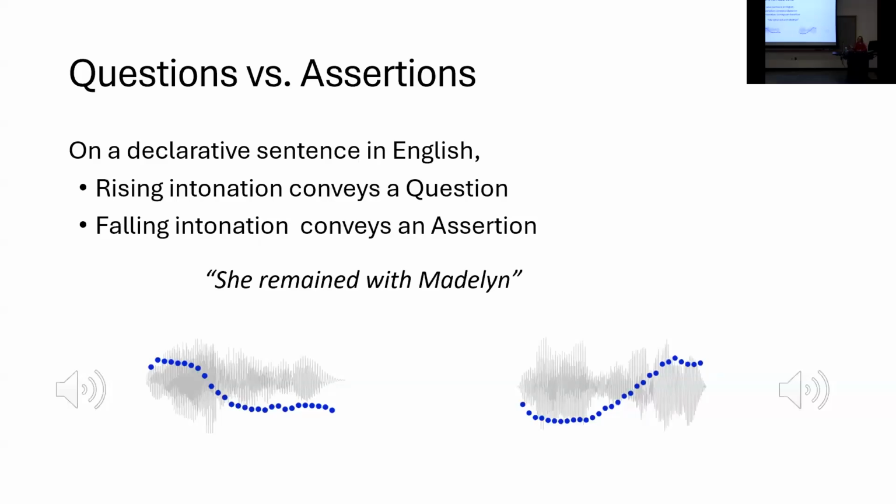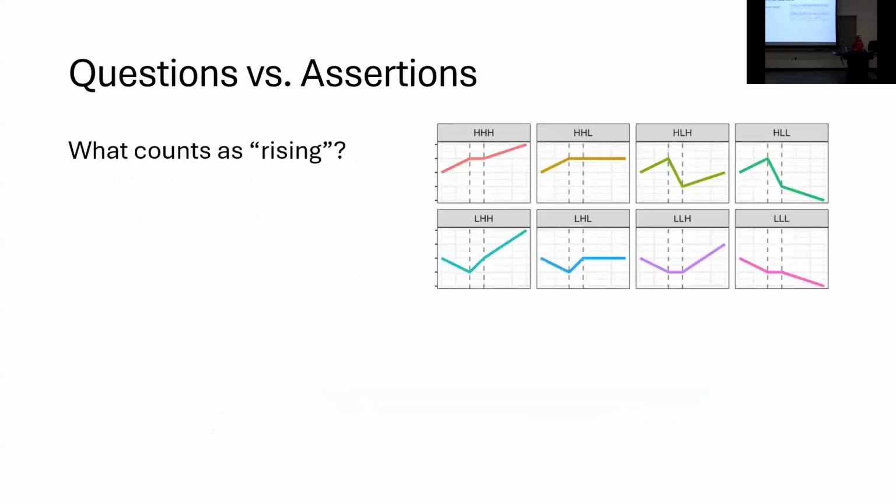So the rising pitch on the right would encourage an interpretation of this as a question, even though it has declaratives, it has statement syntax. Okay, but what counts as rising is the question that we're asking here. If rising intonation on a declarative sentence encourages an interpretation of a question, what exactly does rising mean?